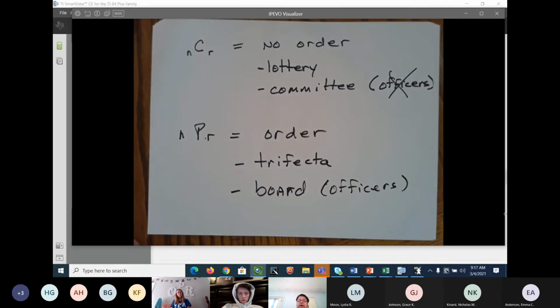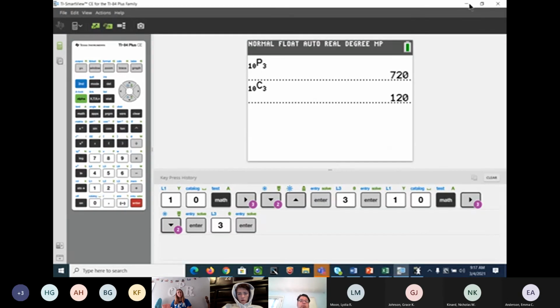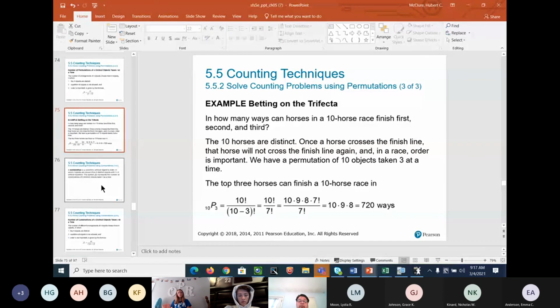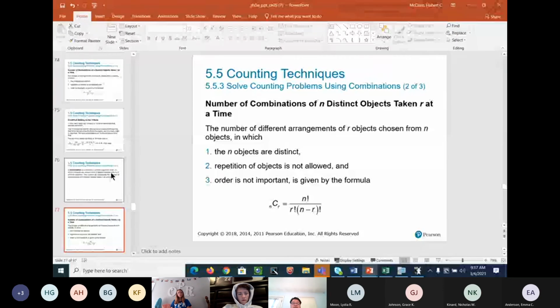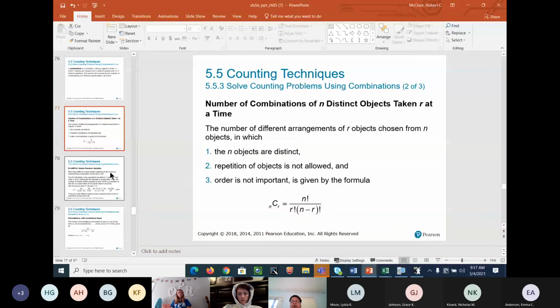So let's see if we can find another problem. Go ahead and write down the formula for combination. It's only got one thing in it, that r factorial down in the bottom. That's the only difference.